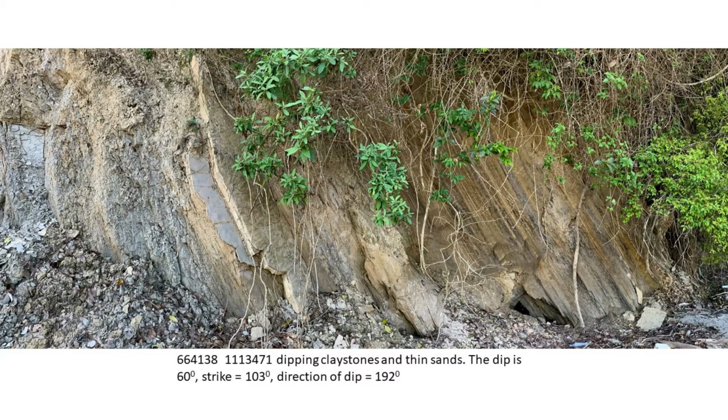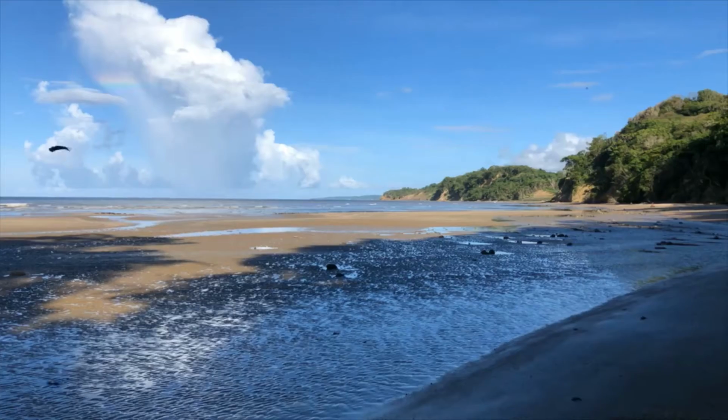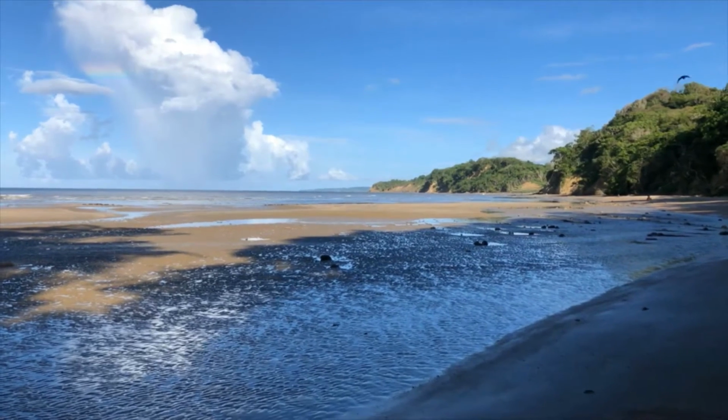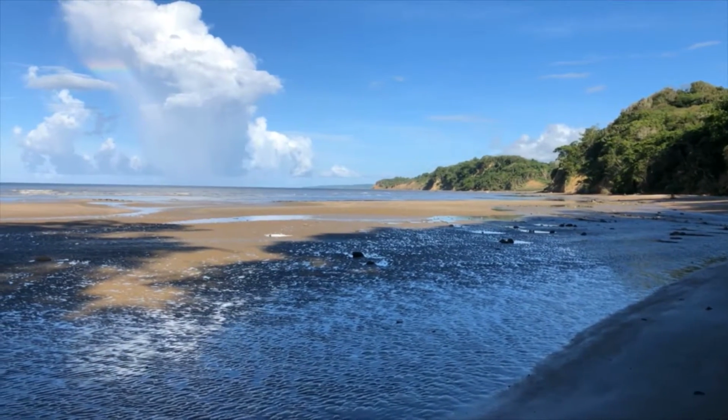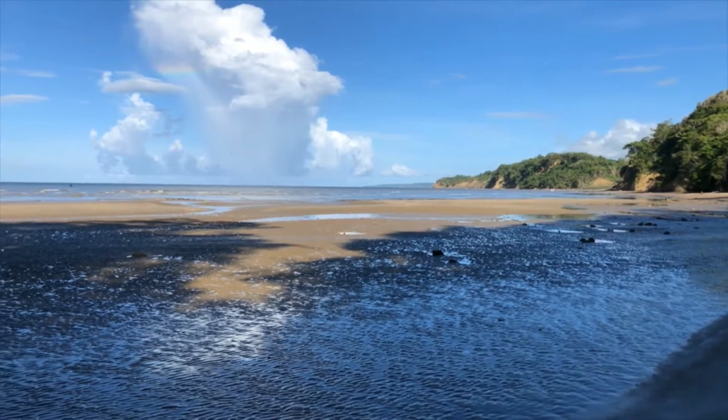At this outcrop, we have claystones and thin sands that dip at 60 degrees to the south. In the distance, we see firstly Palmy's Point, and on the far left, we are seeing Roja Point.